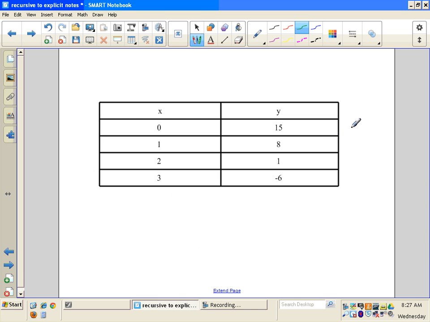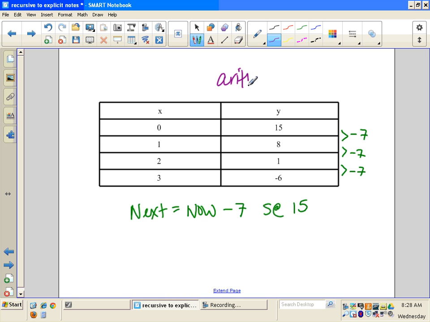Here's another situation. Hopefully you can see pretty quickly that we're subtracting 7. Okay, so to get just to the next item in the list, take where I am now, and I'm minusing 7 each time. And again, I'm starting when x is 0, so I'm starting at 15 in this case. Since I'm adding or subtracting, this is arithmetic or linear. Okay, so you're going to use y equals mx plus b form.